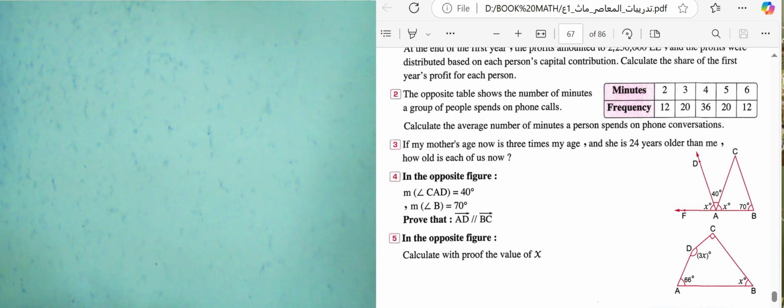Next question, question number 2. The opposite table shows the number of minutes a group of people spent on a phone conversation. Calculate the average number of minutes a person spends on a phone conversation. We can draw, and we want x bar, meaning we want to find it. Okay, let's make a table.